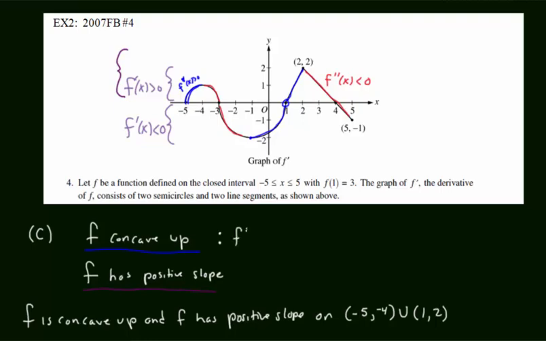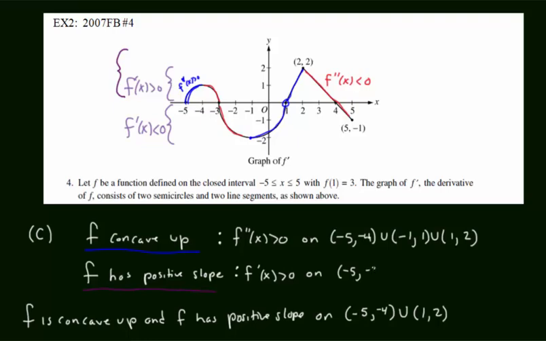Here we would say f double prime of x is greater than 0 on the interval -5 to -4 in union with -1 to 1 in union with 1 to 2. And then down here we would say f prime of x is greater than 0 on the interval -5 to -3 in union with 1 to 4.